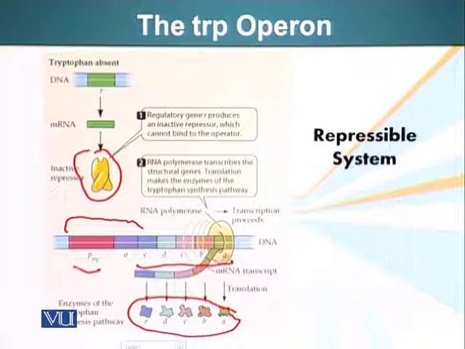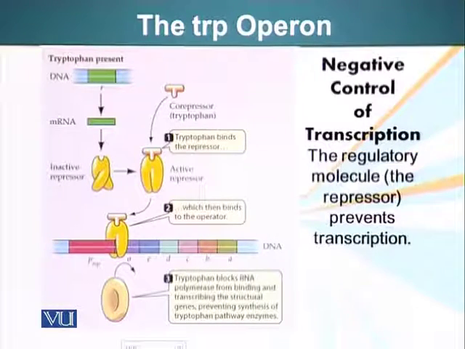Now let's see what happens if tryptophan is here. Remember, that was the previous system. We had an inducer. Here we have a repressor, and the repressor needs a co-repressor to bind the operator. The co-repressor is the end product of this metabolic pathway, the tryptophan. So if the cell already has a lot of tryptophan available to construct proteins, there is no need for the cell to keep on making more tryptophan. It will be a waste of energy and resources.